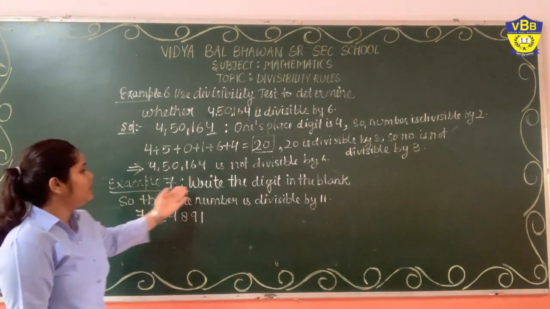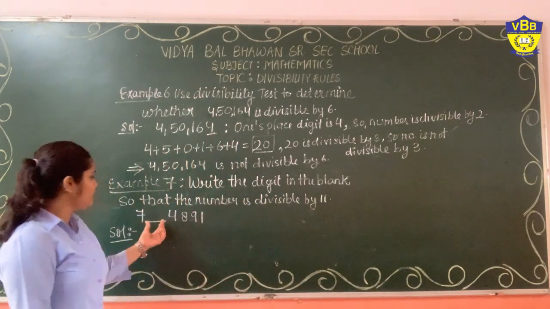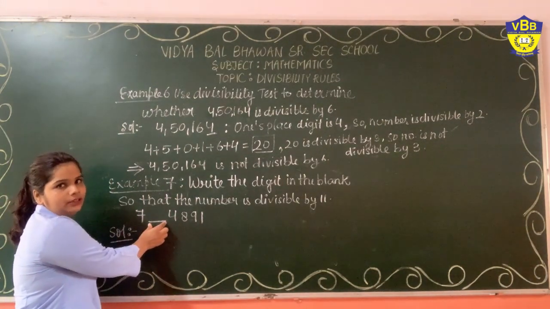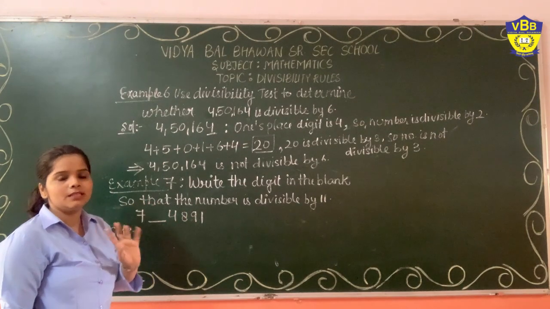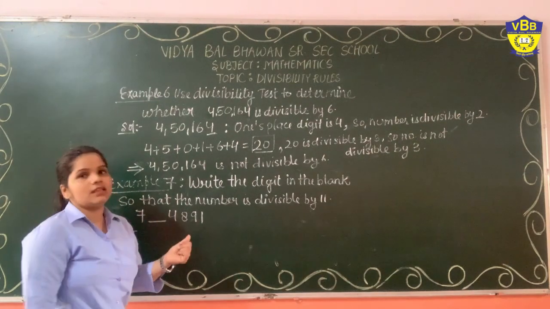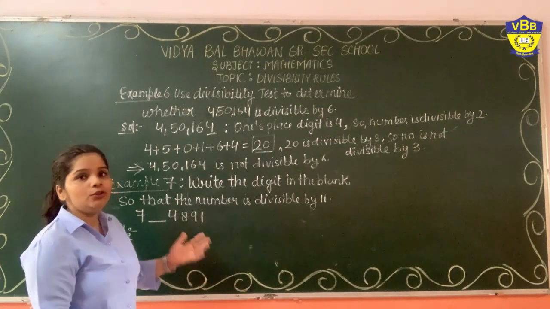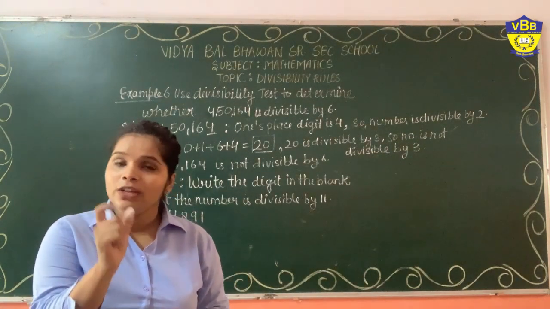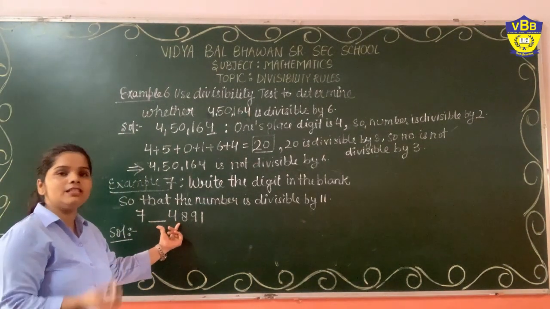Next one we have: write the digit in the blank so that the number is divisible by 11. Here we have a number and there is a blank in between. We need to fill this space so that the complete number becomes divisible by 11. What is the rule for divisibility of 11? We do the sum of odd places digits and the sum of even places digits. When we take the difference of those sums and that difference is divisible by 11, the number will be divisible by 11.